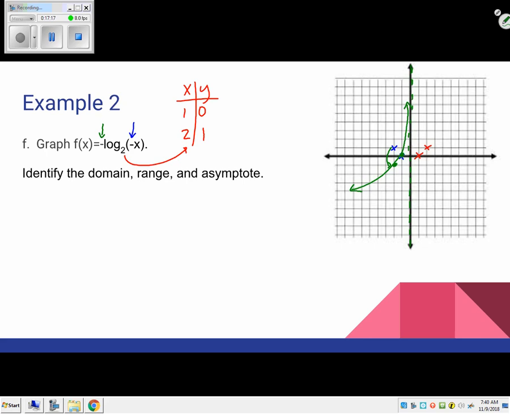Now careful with domain on this one. What's the smallest x value that I'm going to eventually touch? Well, it's going off the left side of my graph. So this time it's going to be negative infinity. And then the biggest x value that I touch or almost touch is 0. Range is same as it always is, and my asymptote did not move.